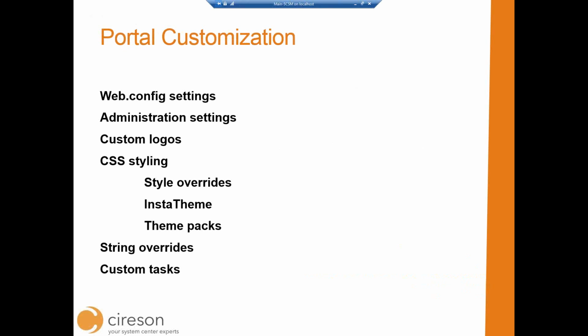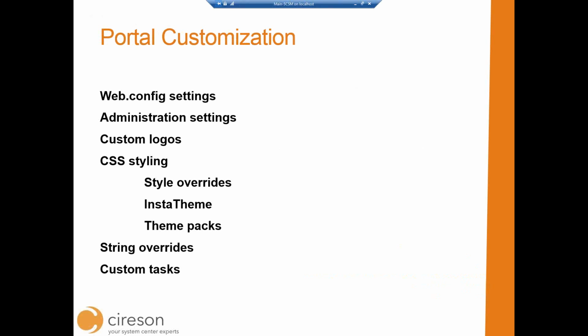Okay, so today's topics, we're going to cover a number of different things about portal customization. First, we'll cover the various settings that are available in the web.config file and have a look at what changing each of those does in terms of the user experience of the portal. And then we'll go through the administration settings. We'll talk about how to create a custom logo. And then we'll go into CSS styling.